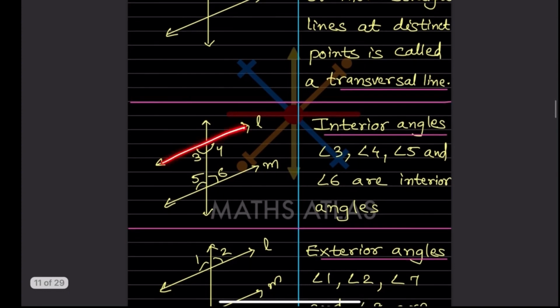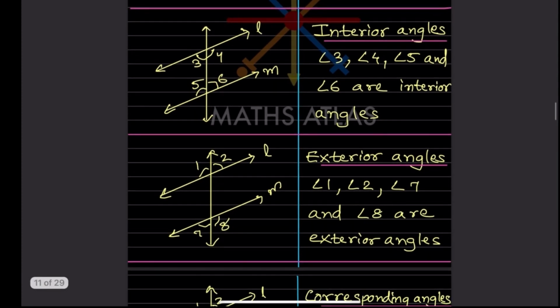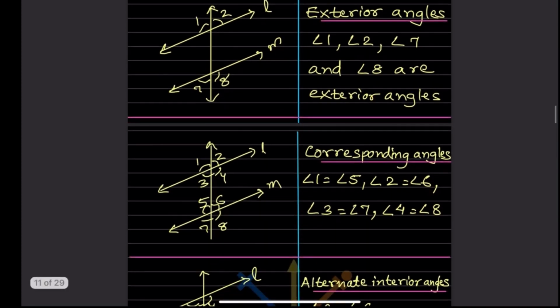Now these are the parallel lines, this is a transversal, and you can see inside, these are the angles, they are called the interior angles. So we can say 3, 4, 5 and 6 are interior angles. Now again these are the parallel lines, this is a transversal. Outside, this part and this part, angle 1, 2 and this 7, 8, they are called the exterior angles. So angle 1, angle 2, angle 7 and angle 8 are the exterior angles.